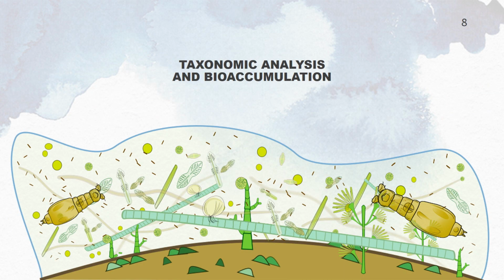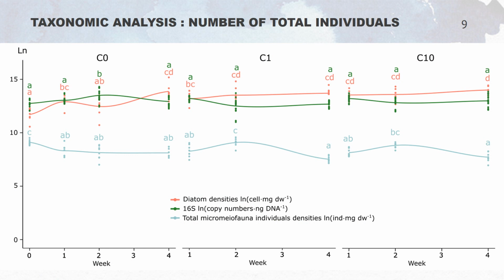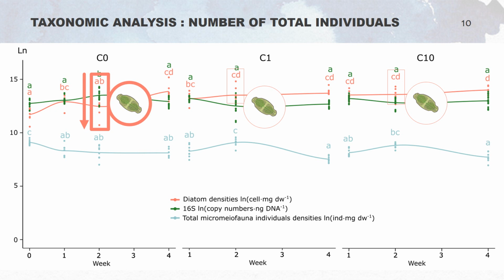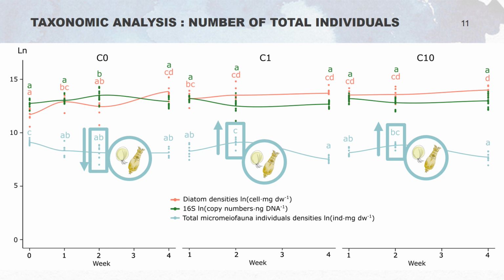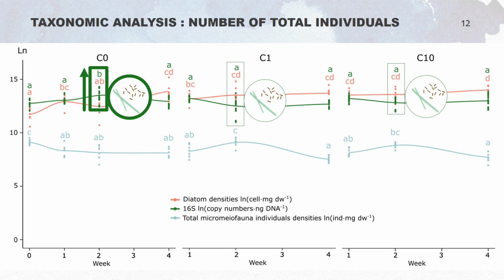So let's begin with the results. Here we have the total number of individuals for the diatoms in pink, for the micromeiofauna in blue, and for the bacteria in green, expressed in 16S copy number per nanogram DNA. So we see that the three components we observed during this experiment reacted to the thorium exposure at 2 weeks. The number of diatoms was significantly lower in the thorium conditions compared to the control, and we observe the same pattern for the micromeiofauna individuals number. To the contrary, for the bacteria, we observe the opposite. The 16S numbers were higher in the control condition than in the thorium conditions.